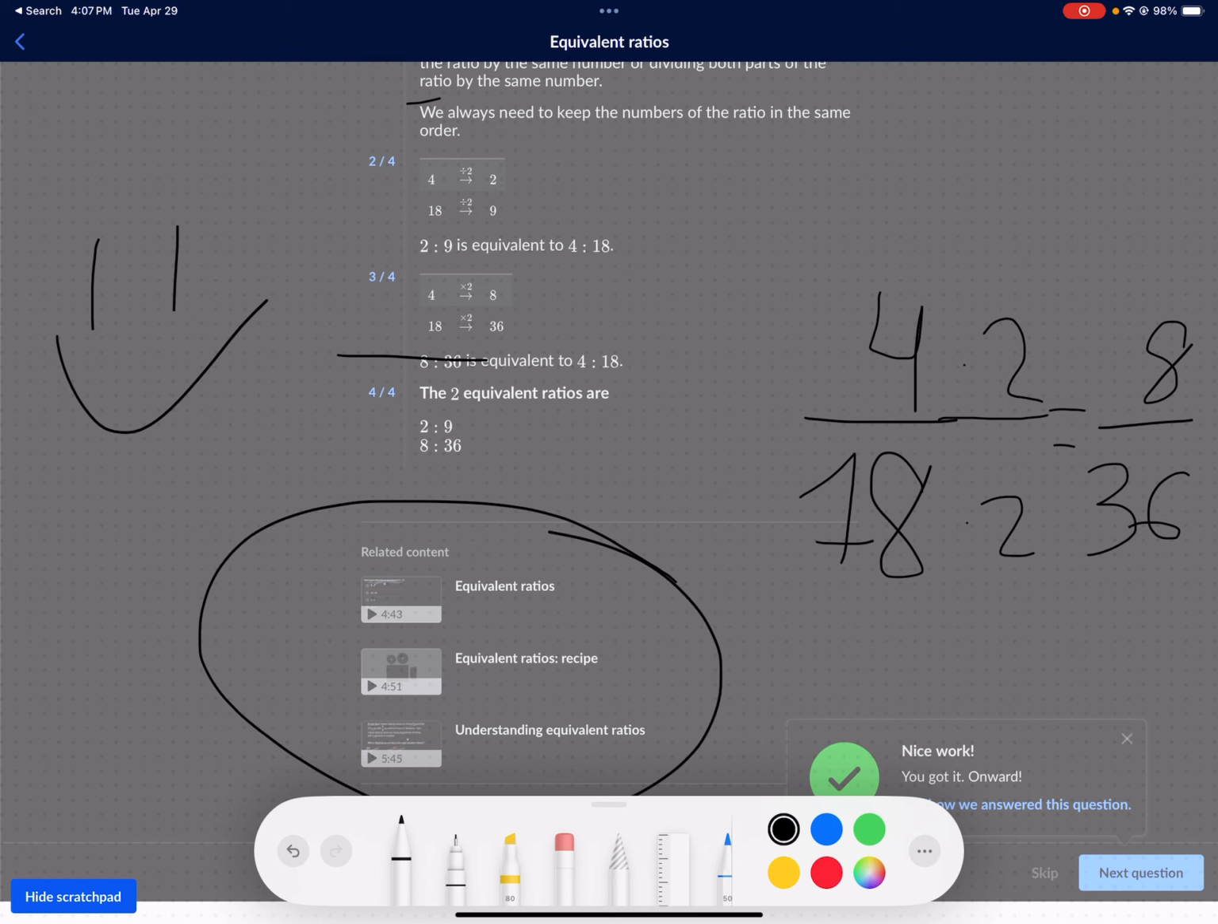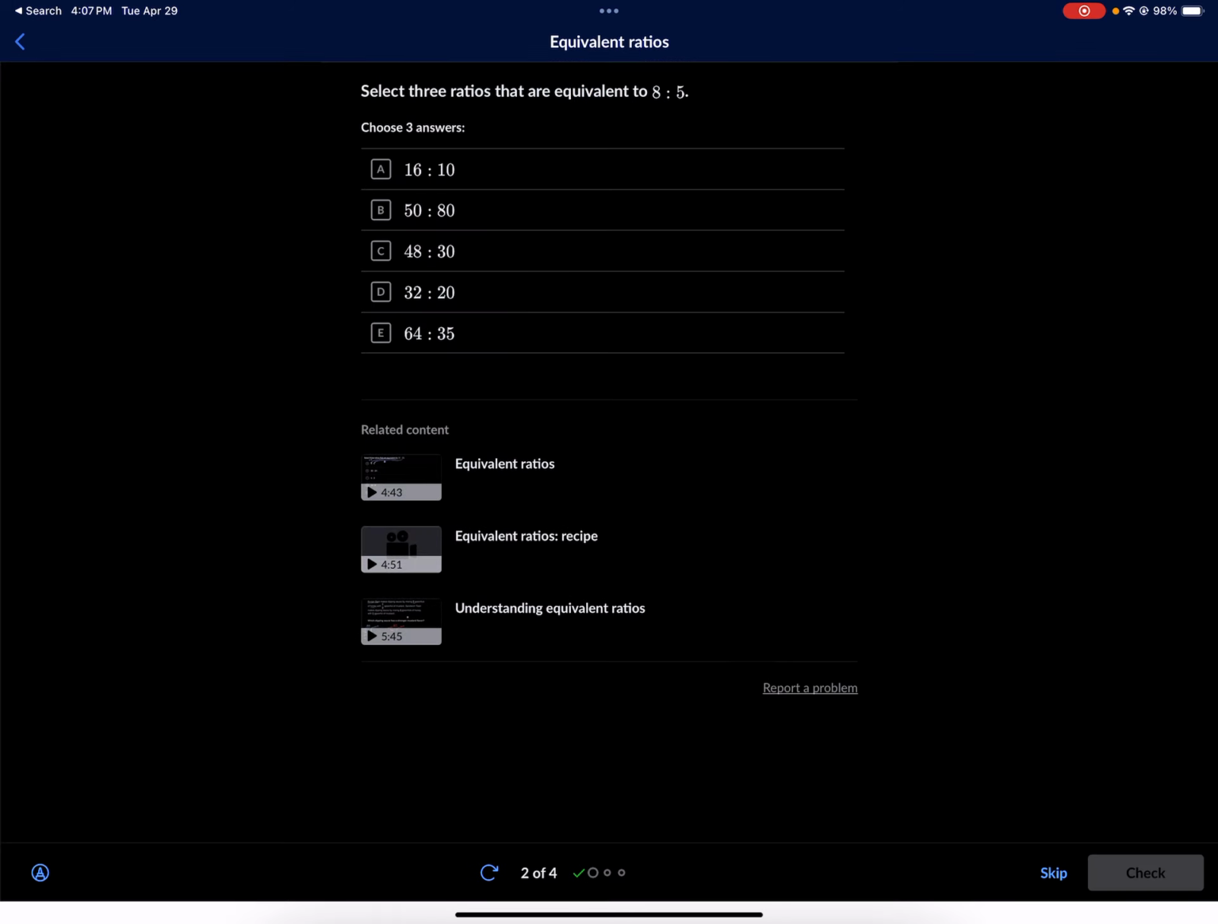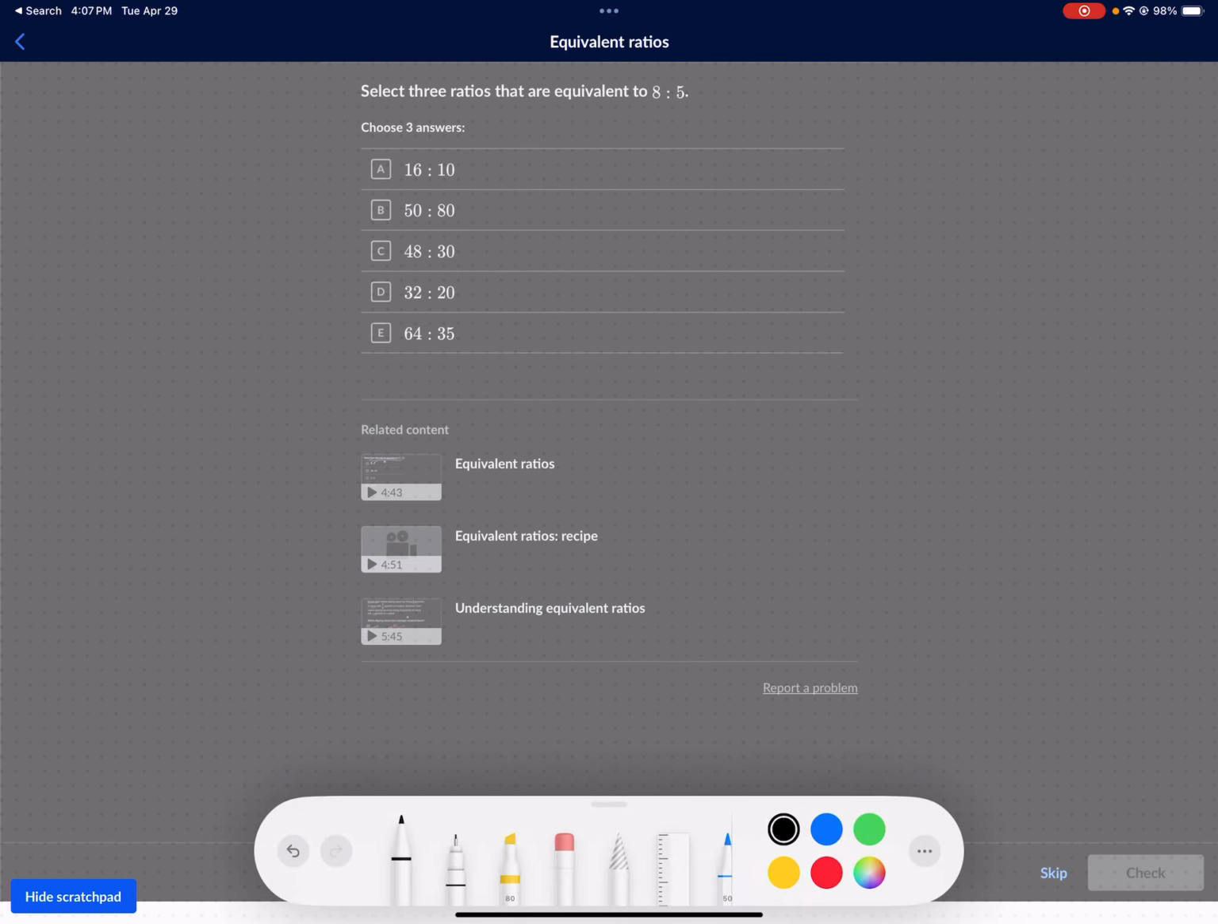A recipe? What could that recipe be? Maybe it's ours. Who knows? Okay, 8, 5. So it looks like that's already simplified, right? I think we're looking for unsimplified ratios. So if we multiply each of these by 2, what will we get? 16 over 10. So, hey, what do you know? That's answer choice A here.